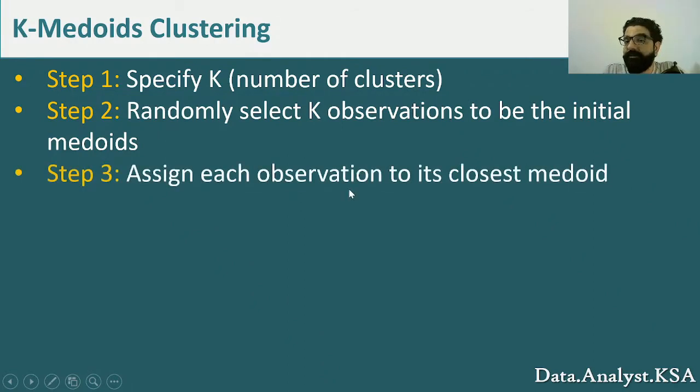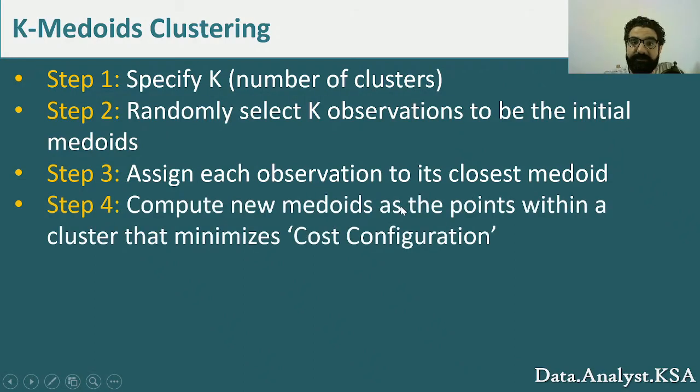We're going to assign the observations to their closest medoid. But now here's the difference. Instead of computing the new centroids as the average of all points, we're actually going to select one of the points in the cluster to be the new medoid. Before, the average of the points could have been a new point in space that is not actually an observation. But now every new medoid has to be a point from our data that is within that cluster.